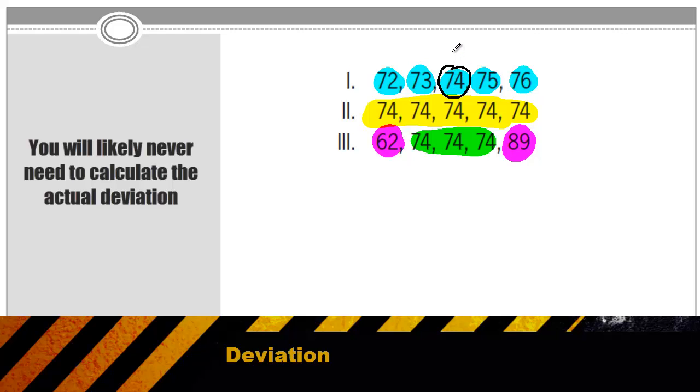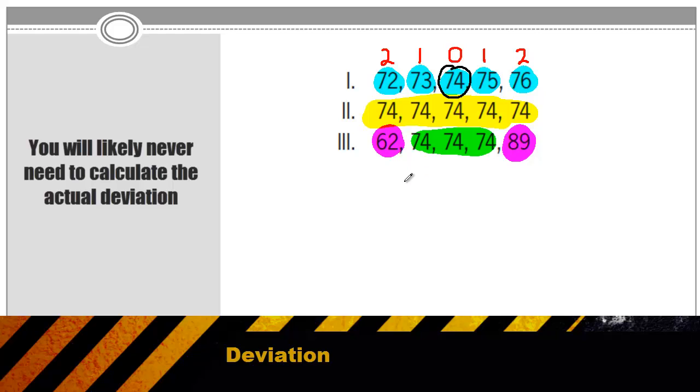Well, 74 is the average, so that number is 0 away from the average. 75 is 1 away from 74, 76 is 2 away, and likewise with 73 and 72. With set number 3, we're not so lucky. We're going to have to do this one the old-fashioned way.